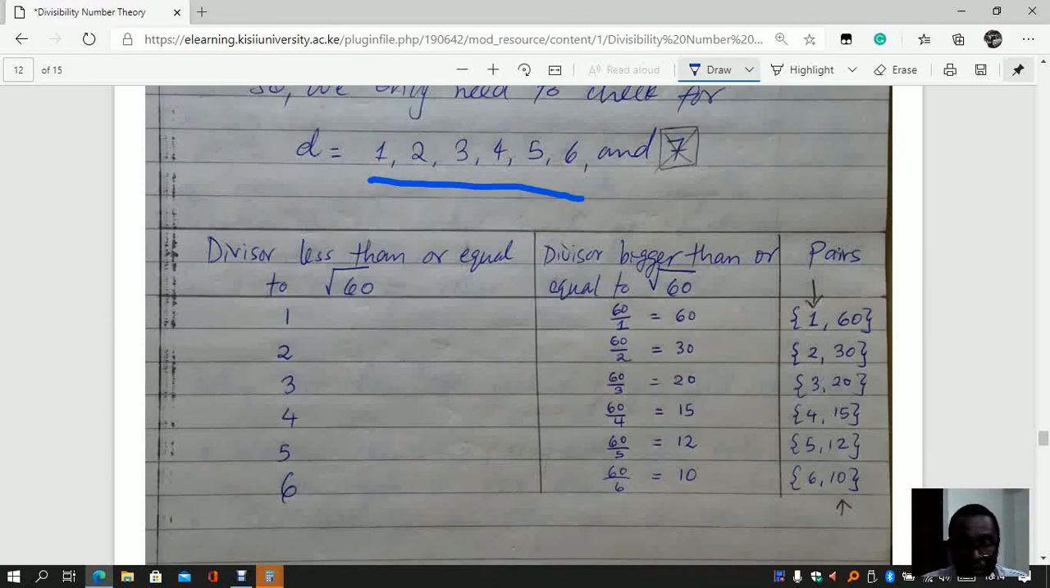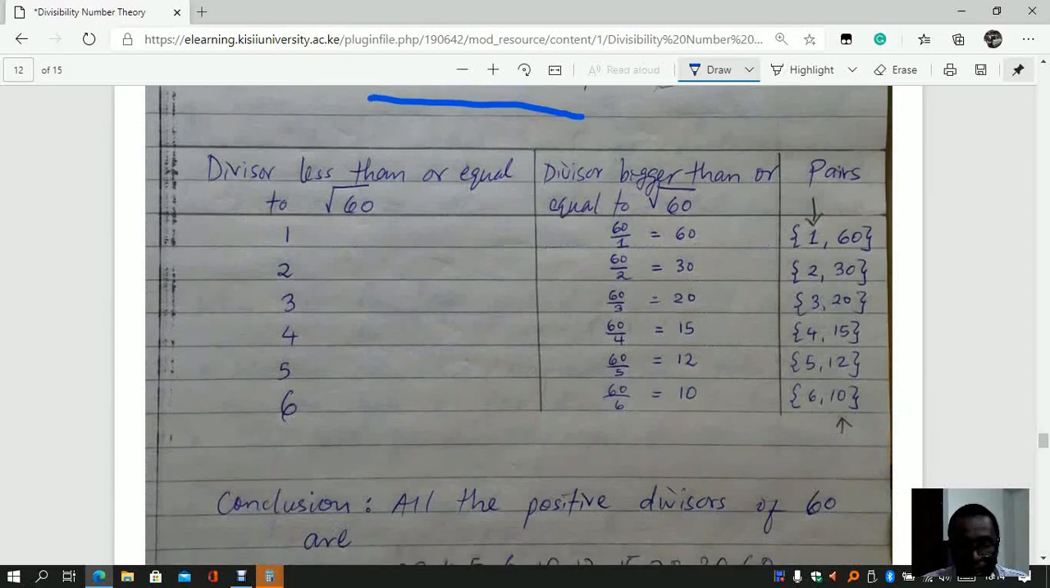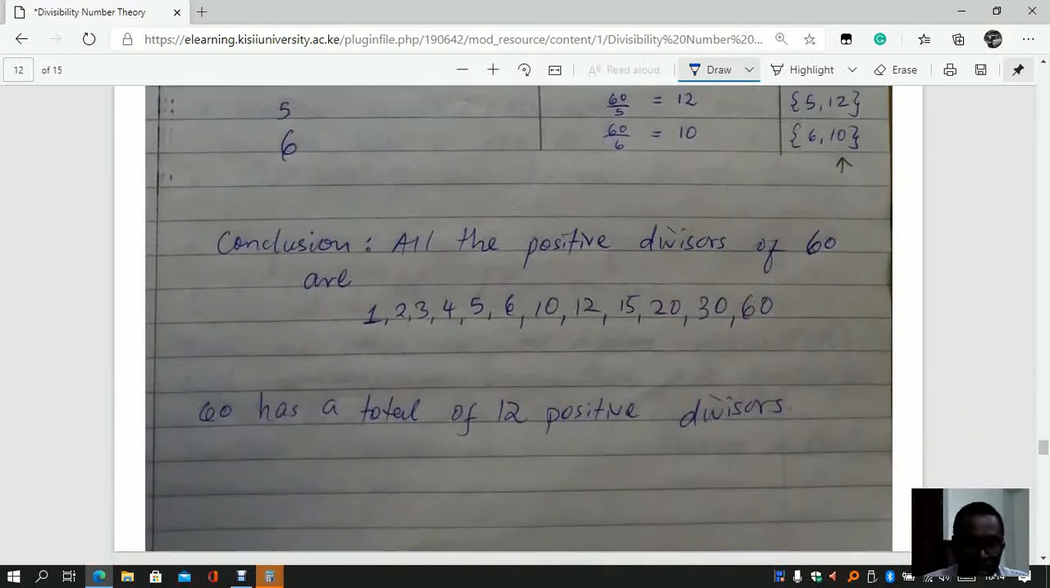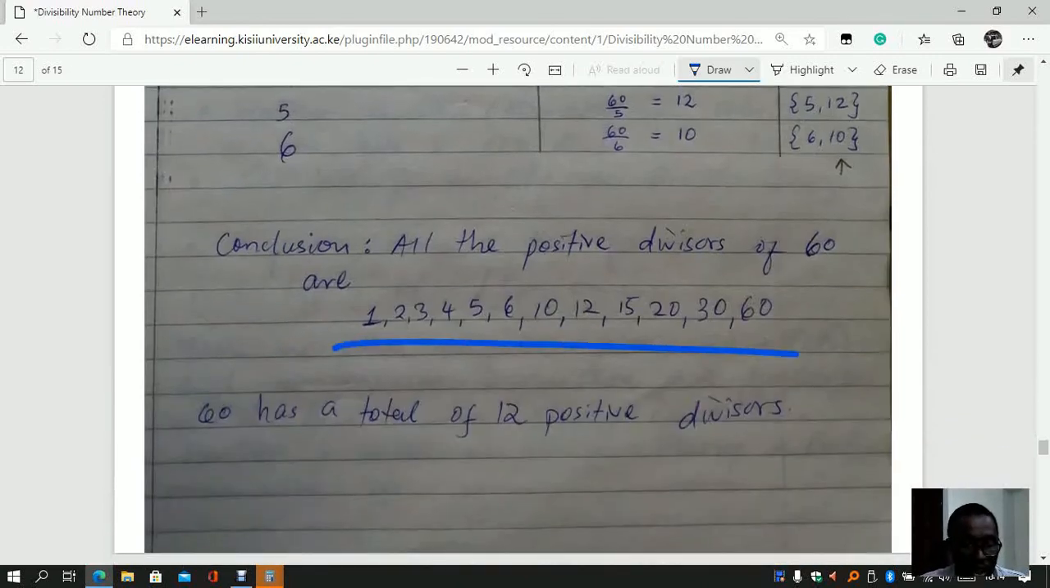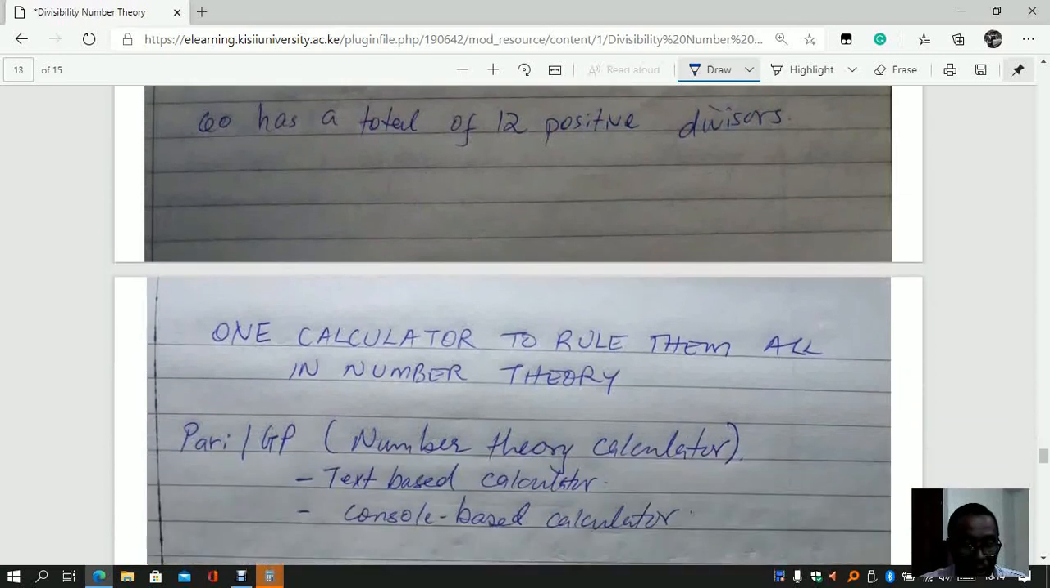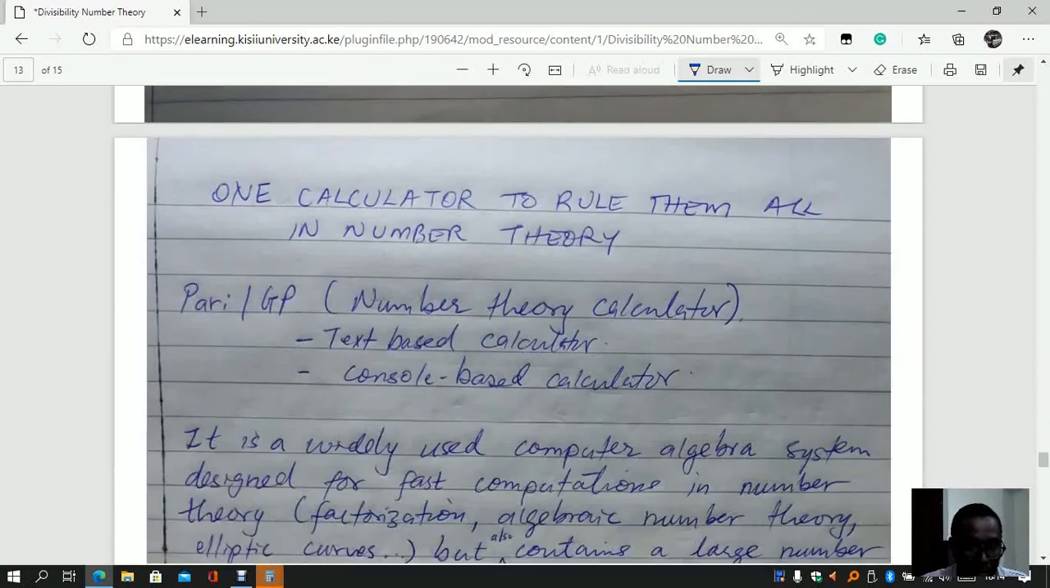But then all the divisors, how we get them, you just see all these numbers all the way up like this. So it's actually 1, 2, 3, 4, 5, 6, 10, 12, 15, 20, 30, and 60. So that's how we can get all divisors of a number. So we have actually 12 positive divisors.